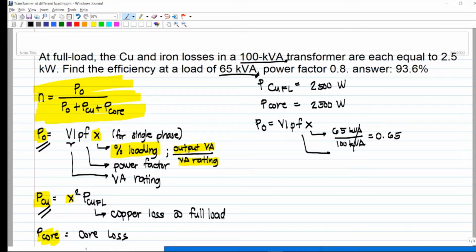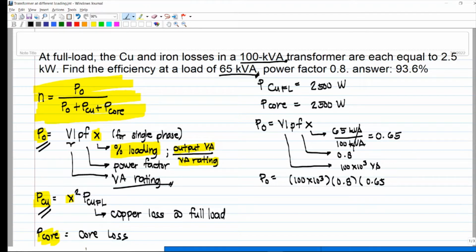The power factor given is 0.8 and yung VI natin, that is volt times the current, o kaya, ito naman na ang VA rating ng ating transformer, which is 100 times 10 raised to 3 VA or 100 kVA. So if we are going to solve for PO, that will be 100 times 10 raised to 3. The power factor is 0.8 and the percent loading is 0.65.